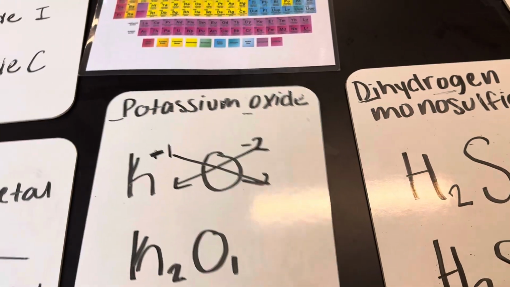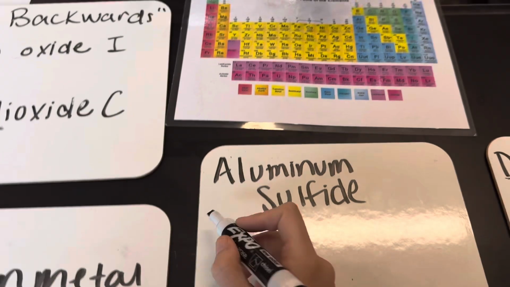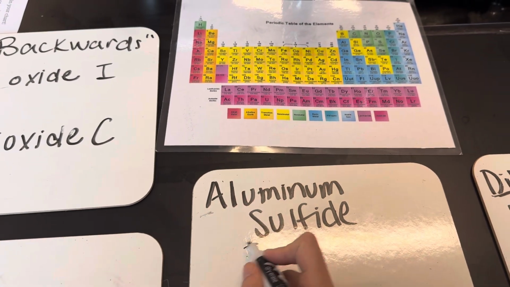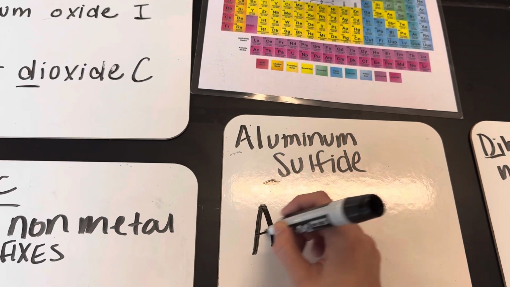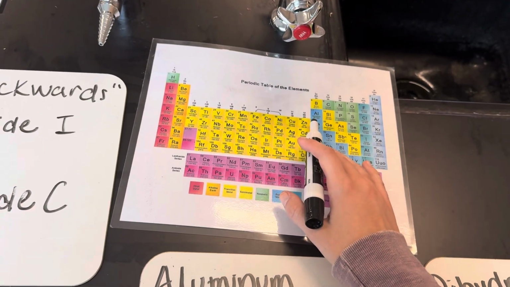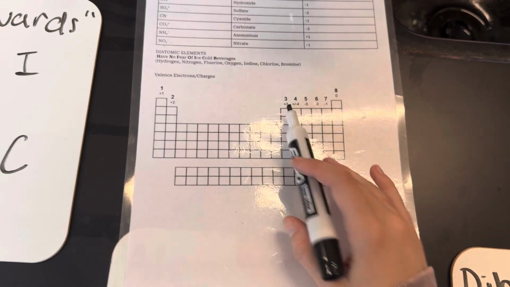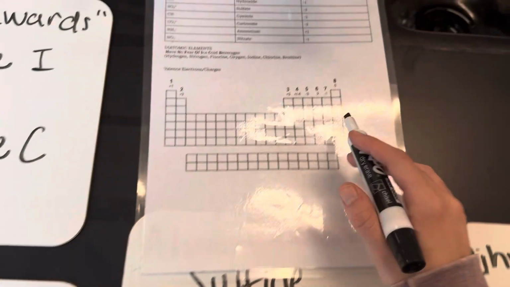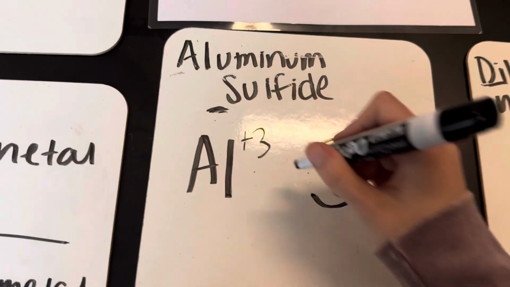I have one more ionic for us to do, aluminum sulfide. And once again, no prefixes because it's ionic. And so I'm going to have to do the crisscross method in order to get the correct subscripts. So I write down Al, and I write down S, and Al is here in my 3rd column, S is in my 6th column. So when I look on the back here, here's my 3rd column, +3 charge. And the 6th column has a -2 charge. And now I can do my crisscross method to get the final answer.